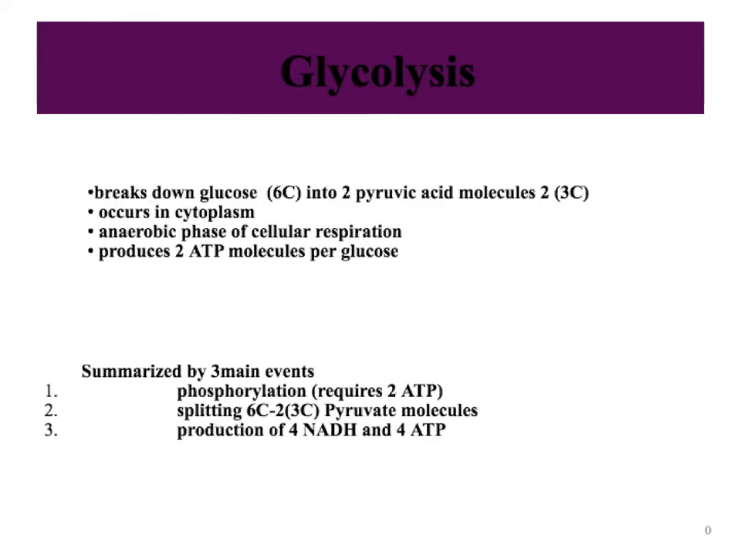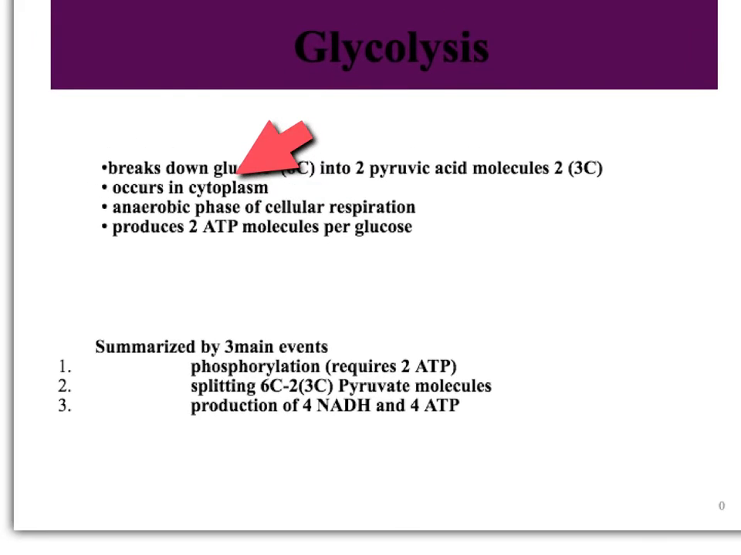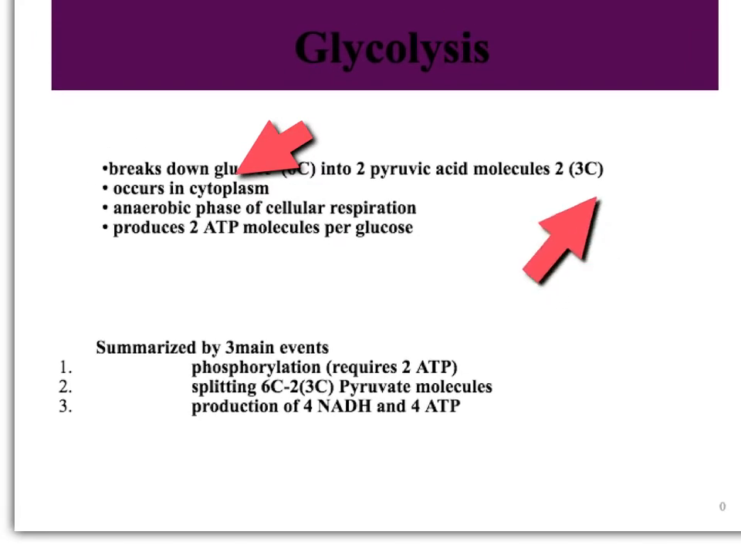The first step in cellular respiration is a process called glycolysis, and just like its namesake, using glycogen as a model, lysis means to split, so we're going to break down a molecule of glucose from a 6-carbon molecule into 2 pyruvic acids, which are composed of 2 3-carbon molecules. This occurs in the cytoplasm.